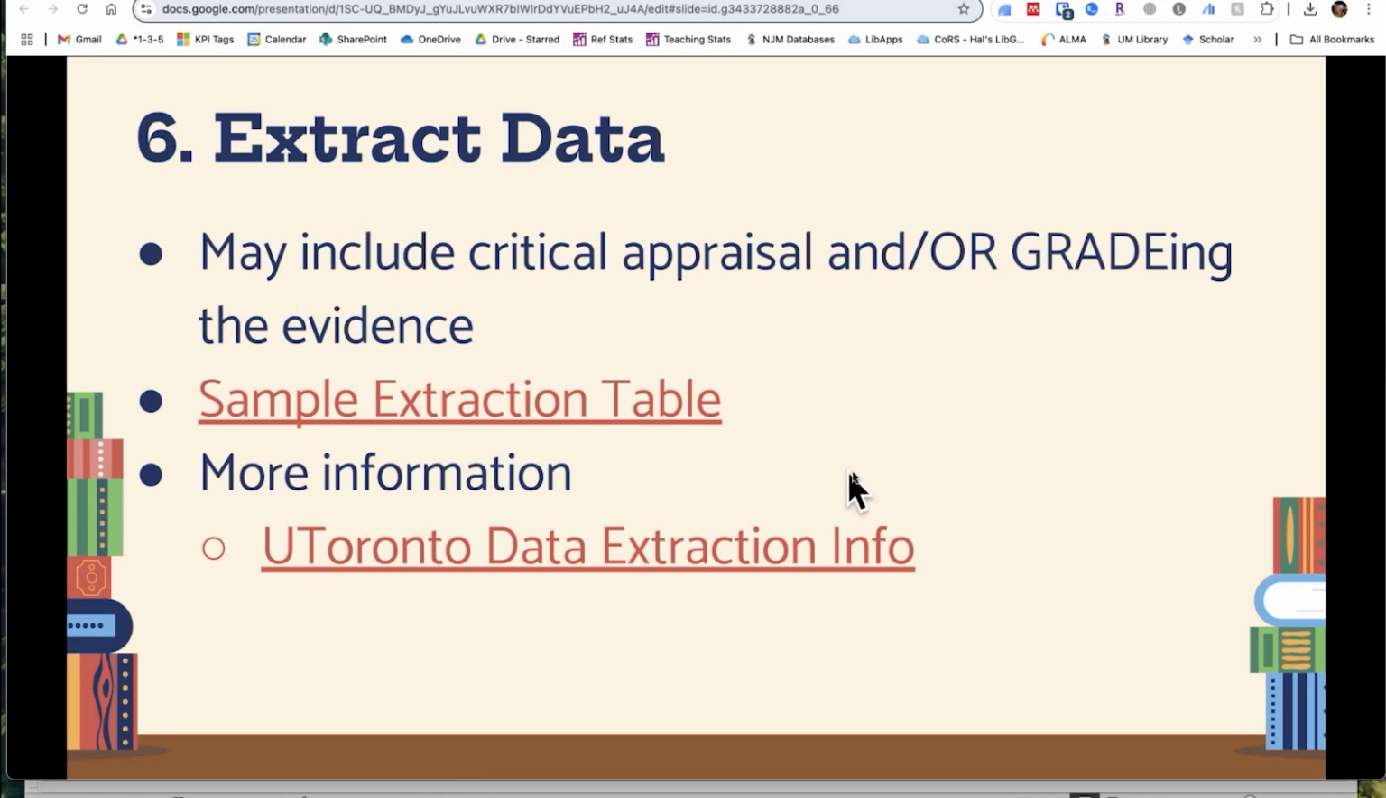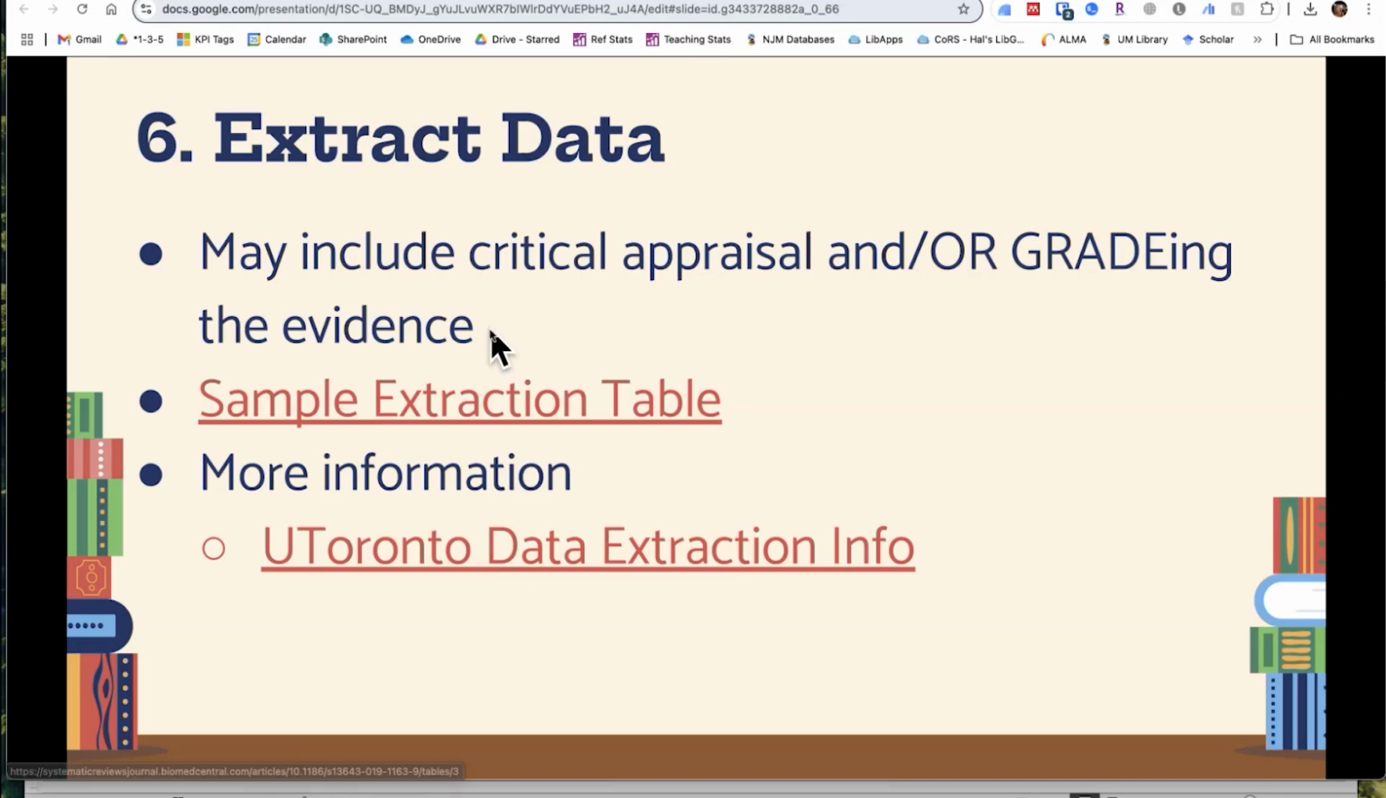Other things about data extraction: I put in here a sample extraction table for what kind of information you might want to pull out, but it varies so much and is dependent on what your question is, what you're trying to answer, what you're trying to pull out from the study. And I find the U of Toronto, I'm going to link out to them a bunch of times, has a really great data extraction page that can help.